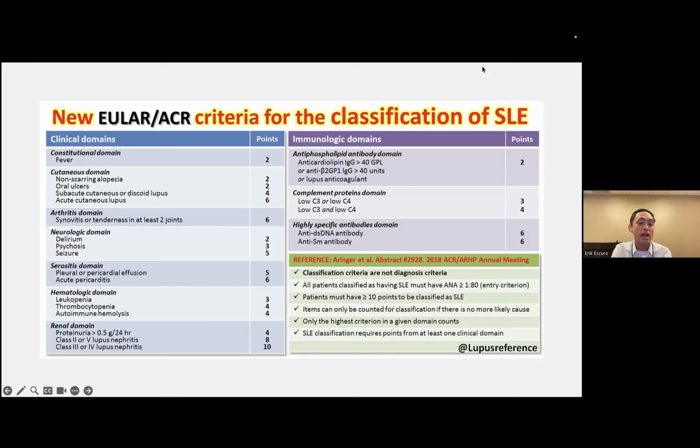And then let's say that they have a history of low white blood cell counts. That's 3 points. So overall, you have 12 points. You would be accepted into a lupus research trial. Now, why are they such sticklers about who they let into these trials?